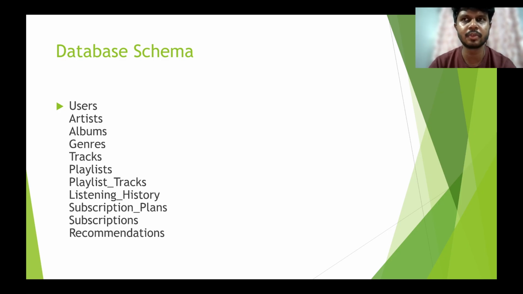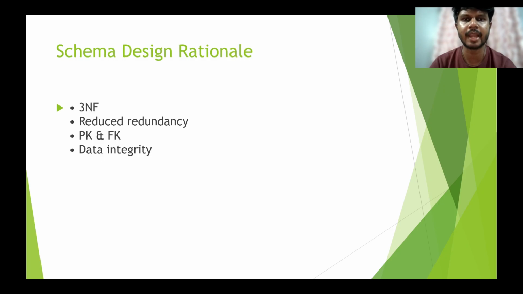This is useful for a recommendation system and basically to understand user behavior. And next is subscription plan, which stores available premium plans. And next is subscription table, which stores which user has purchased which subscription, whether active, expired, or cancelled. So let's move to the next slide.